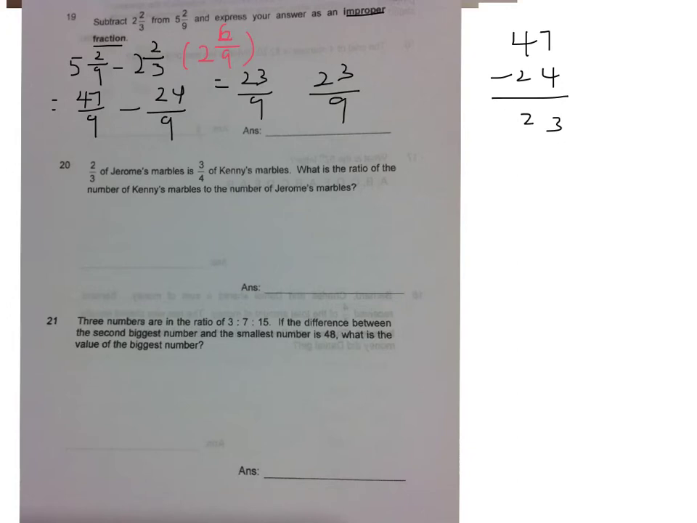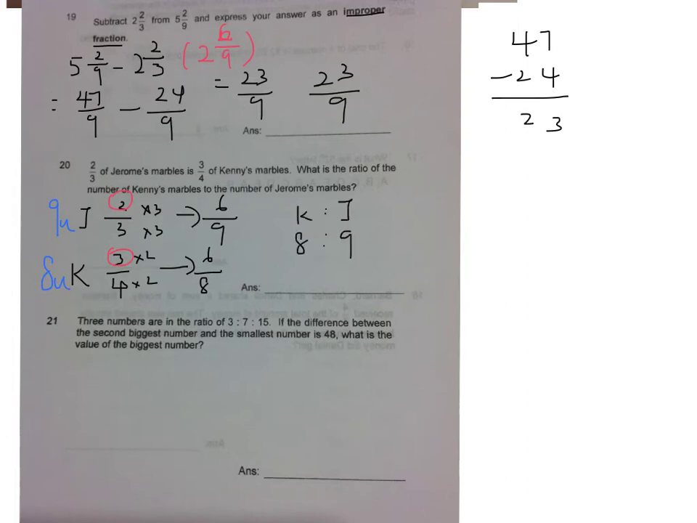Okay, we go to question 20 now. 2/3 of Jerome's marbles is 3/4 of Kenny's, so we have Jerome, Kenny, so this is 2/3, 3/4. Remember, when we do this type of question, we must make the numerator the same. So 2 times 3 is 6, so times 3 times 3, that will get 6/9, or this will be times 2 times 2, 6/8. This means that Jerome has 9 units while Kenny has 8 units. What is the ratio of K to J? So 8 is to 9. Answer 8 is to 9.